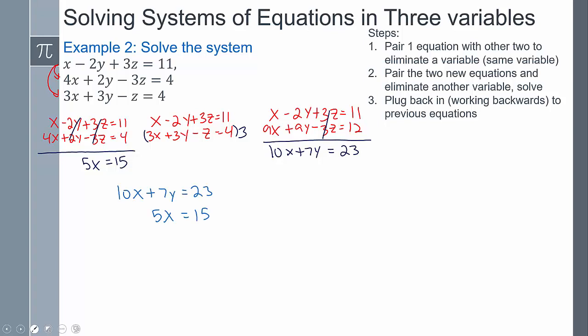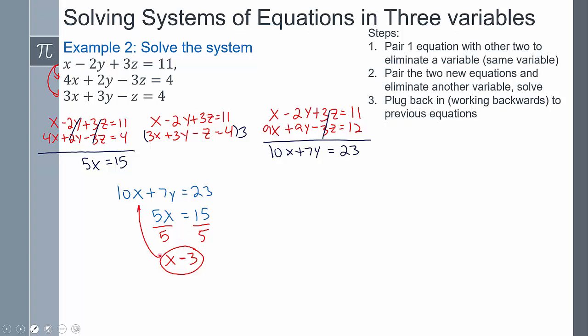Now normally you'd compare these together like so, and you'd have to eliminate another variable. But this is great, I only have one variable for x, so I can get x by itself. Divide both sides by 5, I get x equals 3.